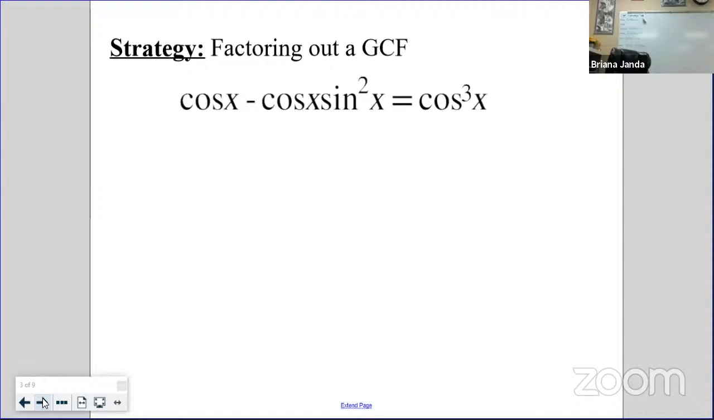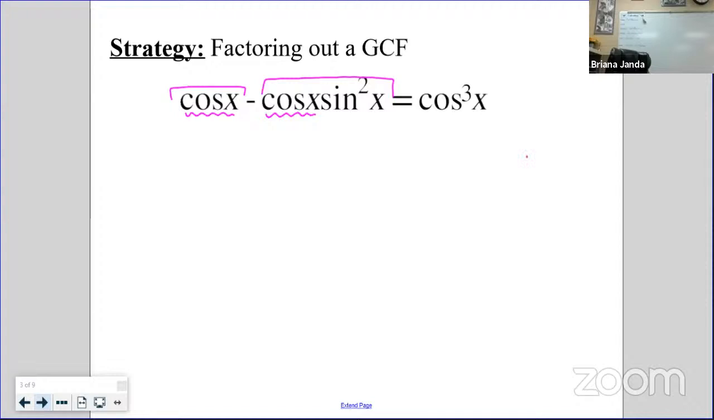When would I look at factoring out a GCF? You would look at this if you have something that is a binomial or a trinomial, meaning we've got things that are separated by addition or subtraction. And as I look at those, here would be my first term, and my second term would be here. And if those terms have something in common, factoring out a GCF might be a strategy that we look at. So in this one, I can see that the first term has a cosine of x, and the second term also has a cosine of x.